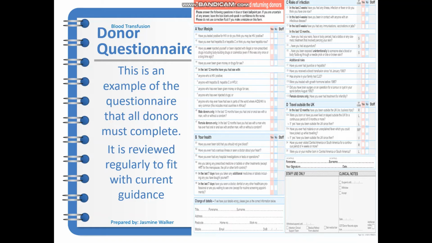So I've put in here, it's a bit squished, but this is an example of the questionnaire that you have to fill in. Again, these are updated very regularly. So if you do go to donate, have a look. They'll normally send it to you in advance. Make sure that you do meet all of the criteria. And if you don't, maybe call them up and let them know so that your spot can be given to someone else.